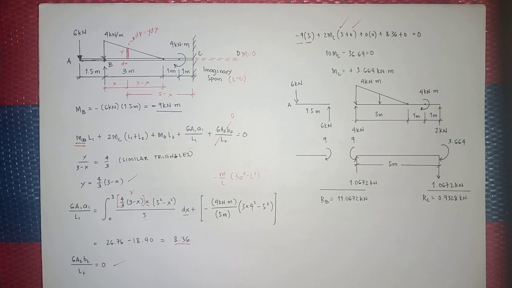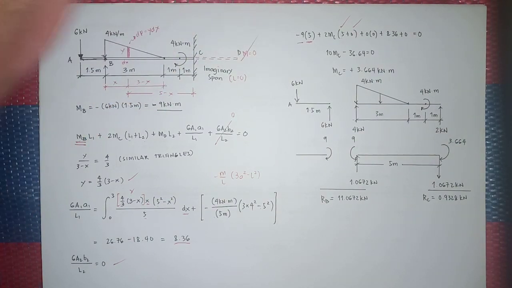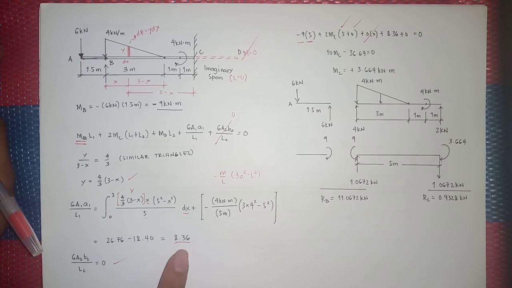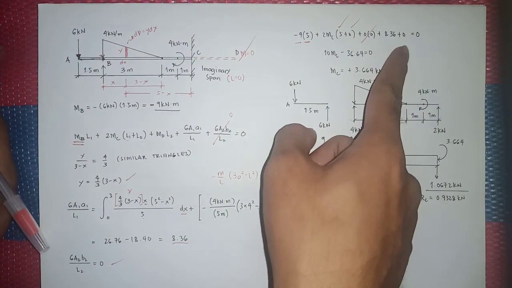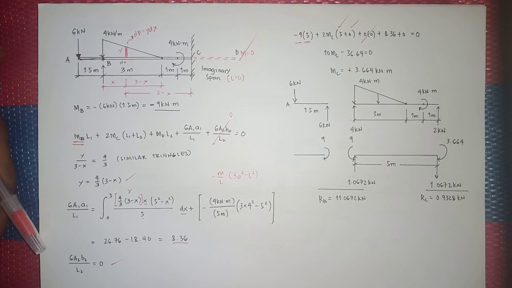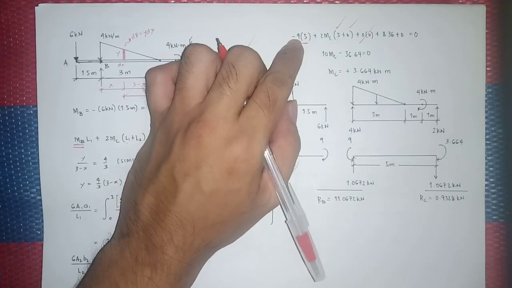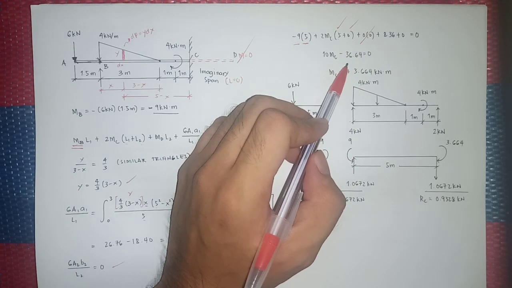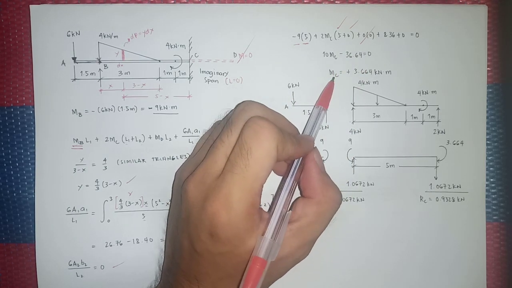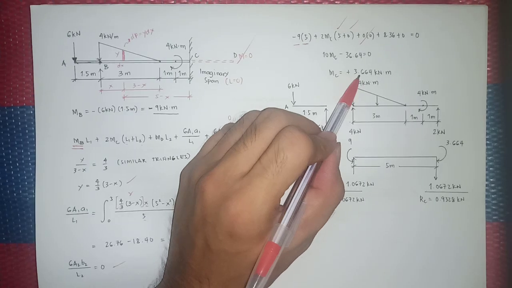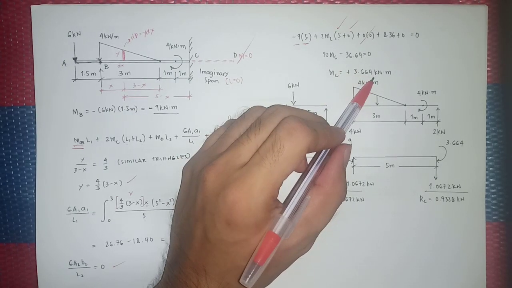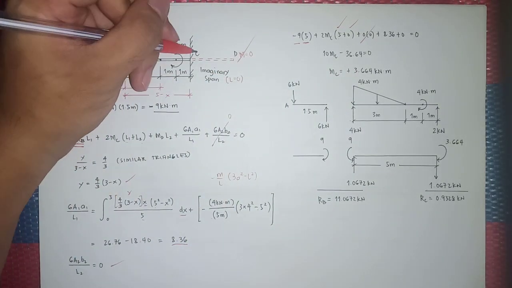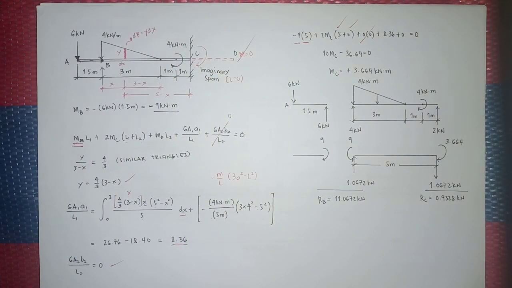Plus MD L2. Eh, parehas lang naman yan eh. Wala yung M dito. Wala rin yung length. So, kaya 0 yon. Plus 8.36 plus 0. So, we have 5 times 2, 10. Okay, magiging negative 45 plus 8.36, negative 36.64 equal to 0. So, MC is positive 3.664 kN meter. Ano ibig sabihin nun? Clockwise yung rotation. Tama nga naman, clockwise siya rito.